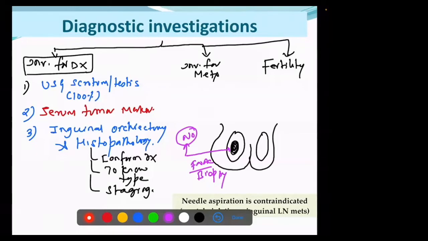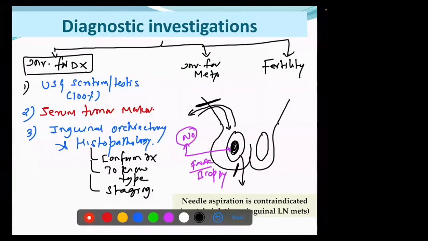That's why we remove the entire testis via the inguinal route. That means we give an incision at the inguinal area, the inguinal canal, and from here we remove it outside. Okay, not through the scrotal skin. So we don't give an incision here and remove it. We give the incision at the inguinal region and remove the testis from that area and do orchiectomy. I'll show you the picture.